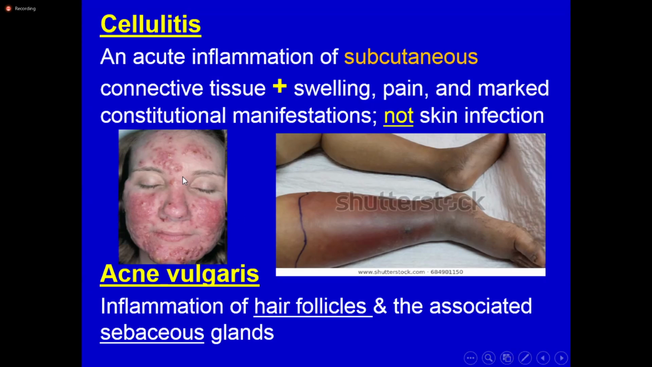Now look at this condition, acne vulgaris. There is inflammation of the hair follicles associated with infection of the sebaceous glands, the oily glands of the skin. Sebaceous glands. There is a blockage of these glands.